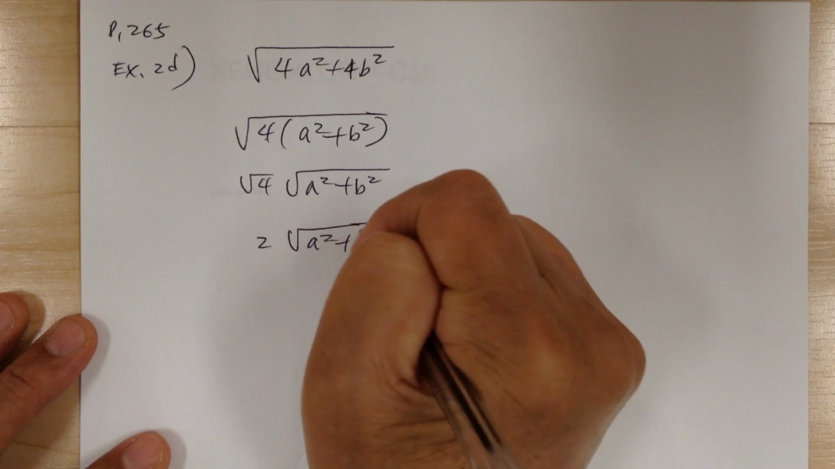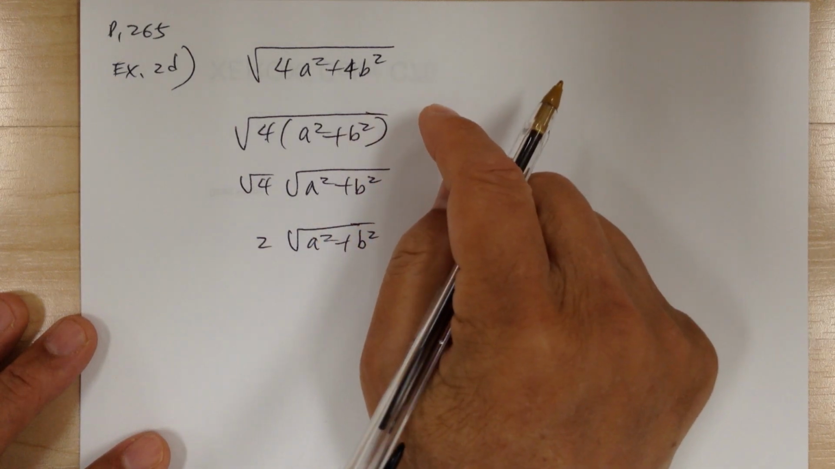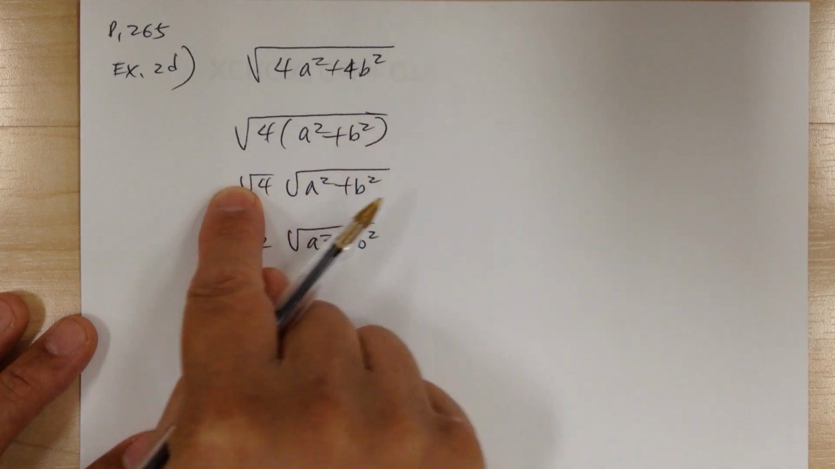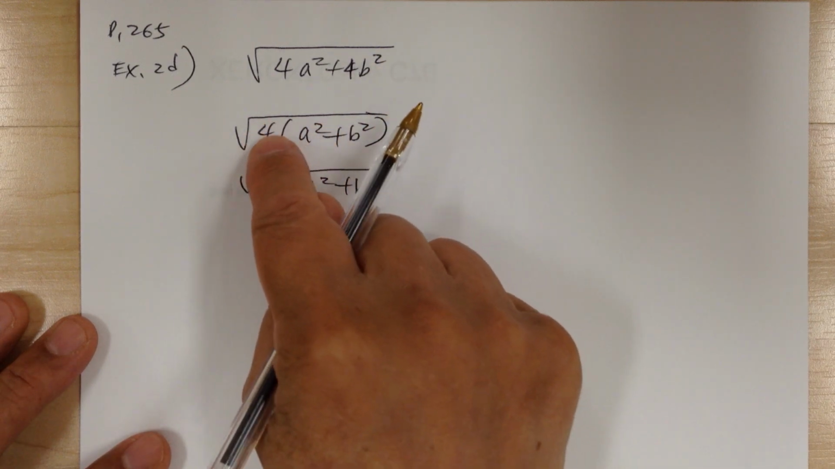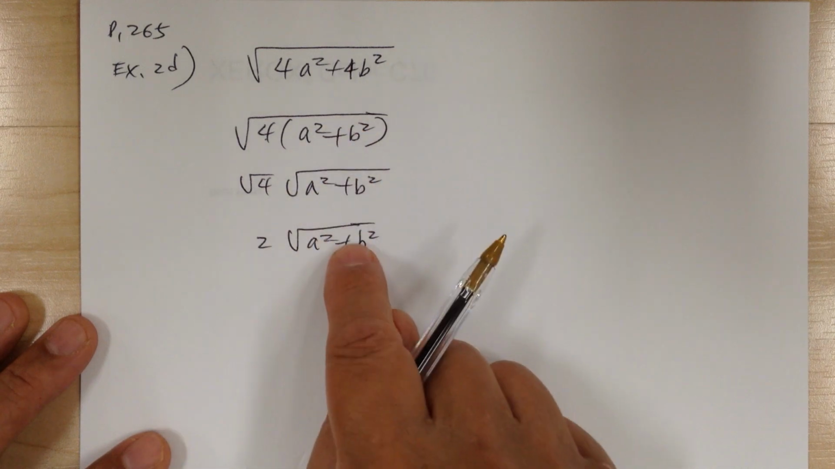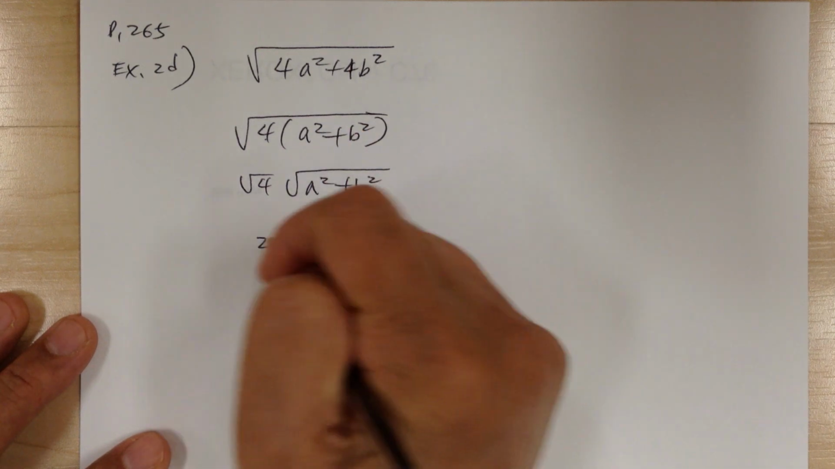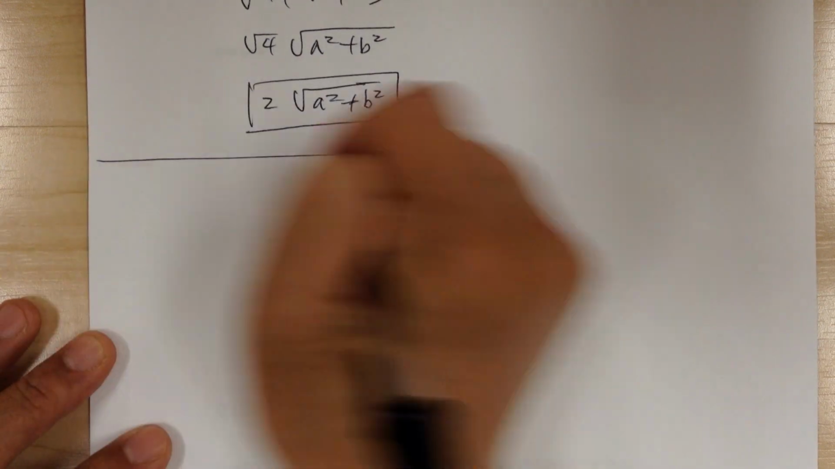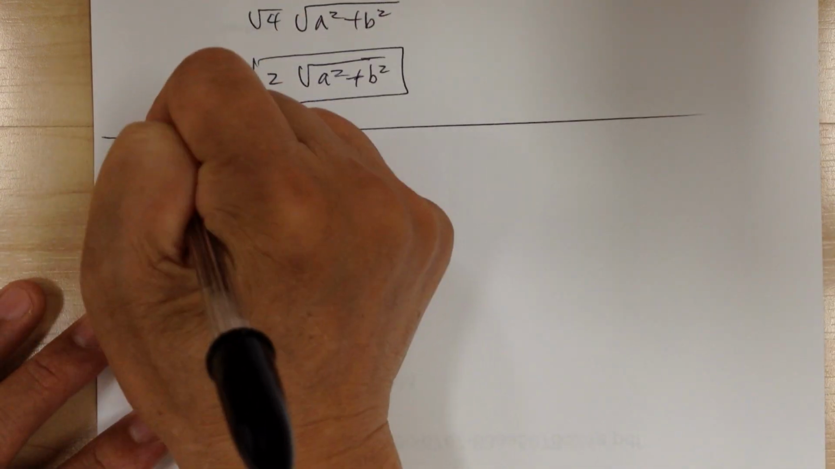So again, when you become more proficient, you can cut down some steps. You can skip this step over here. From here, the square root of 4 is 2, right? And this one is not a perfect square. You can just leave it like that. Okay, let's go to example 3a.